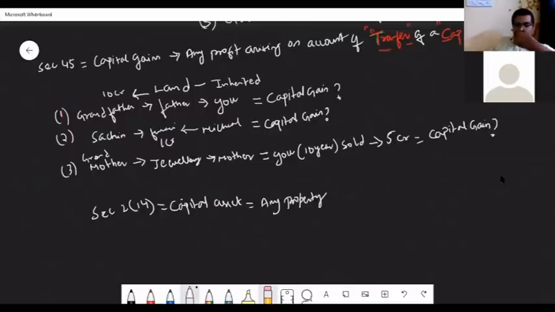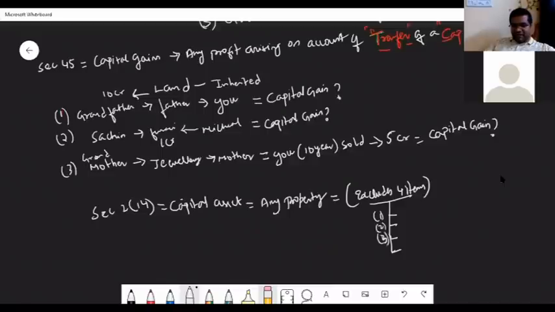The definition says a capital asset can be any movable or immovable property, tangible or intangible property, fixed or floating property, whether it is used in business or not, but it can't be four items. So the bottom line is that a capital asset can be any property, but it excludes four items. So you should remember those four items which cannot be considered as capital assets. The rest is definitely considered as capital asset. So what are the four items that cannot be considered as capital asset?